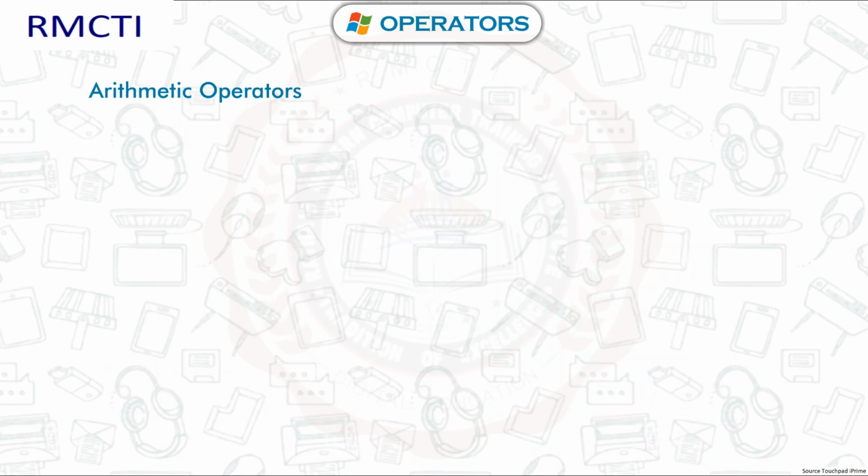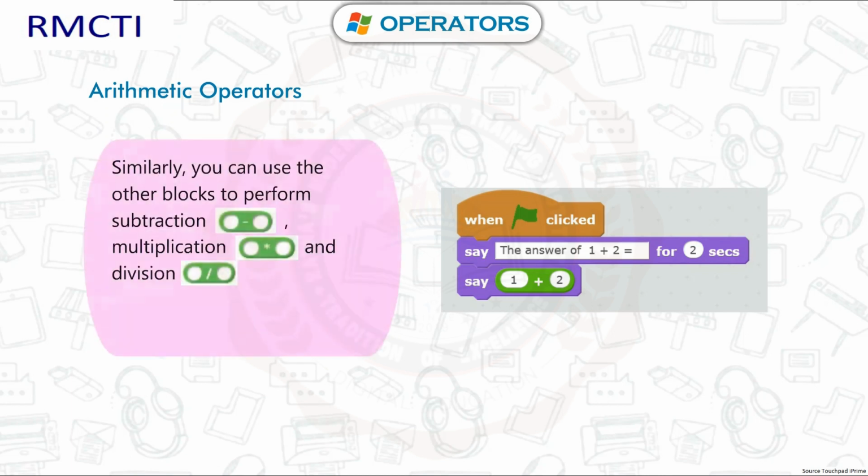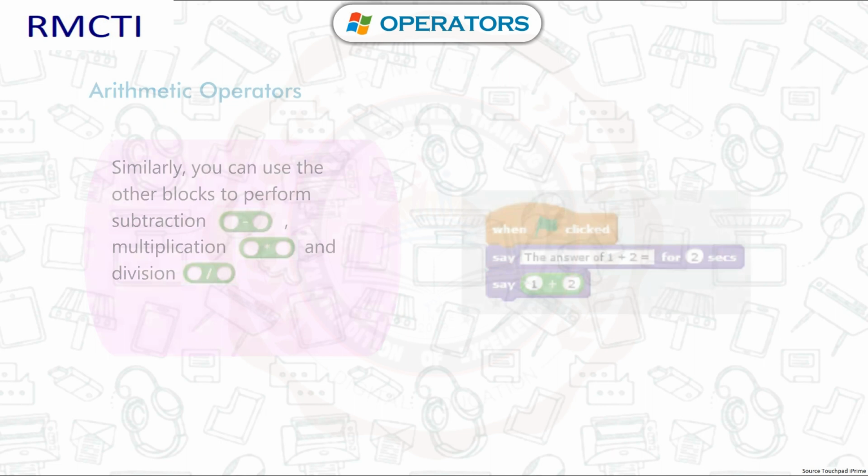Arithmetic operators. Scratch has 4 operators that allow you to do arithmetic calculations. These are addition, subtraction, multiplication and division. Look at the code to use addition block. Similarly, you can use the other blocks to perform subtraction, multiplication, and division.